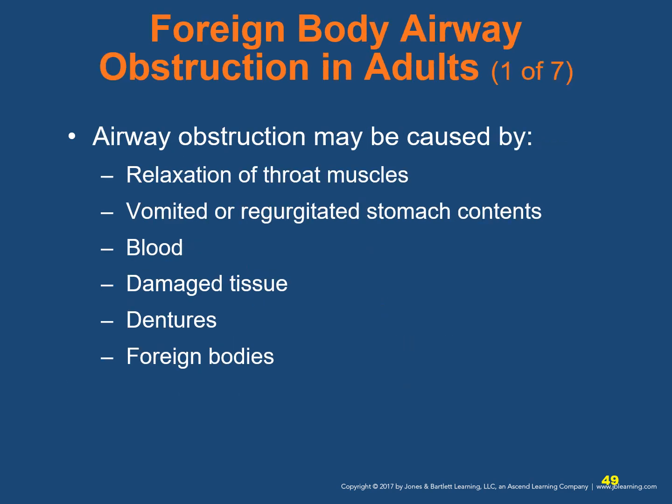Foreign body airway obstruction in adults. An airway obstruction may be caused by various things: relaxation of the throat muscles in an unresponsive patient, vomited or regurgitated stomach contents, blood, damaged tissue after an injury, dentures, and foreign bodies such as food or small objects.